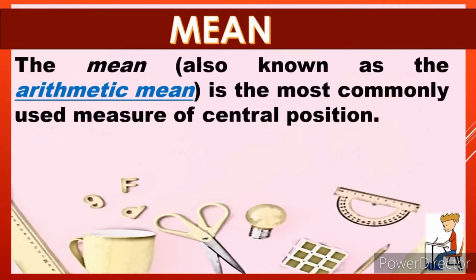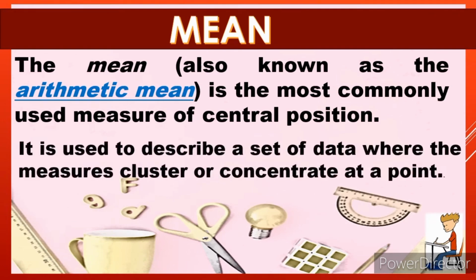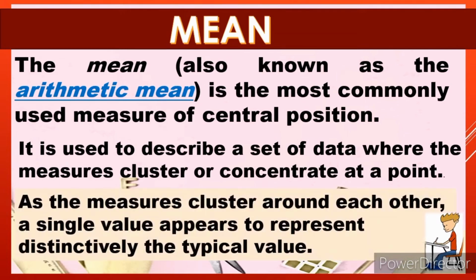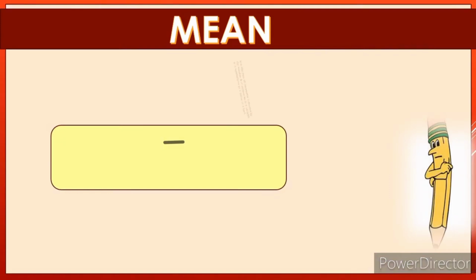What is the mean? The mean is also known as the arithmetic mean. It is the most commonly used measure of central position, and it is used to describe a set of data where the measures cluster or concentrate at a point. As the measures cluster around each other, a single value appears to represent distinctively the typical value.